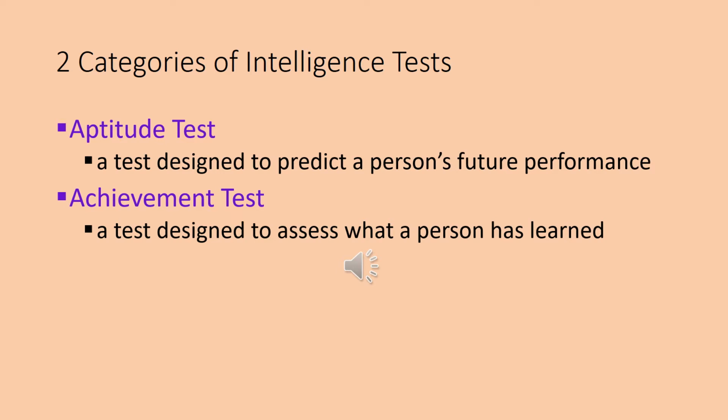An achievement test, on the other hand, is designed to assess what you've already learned. So this might be a chapter test or unit test that you take in a class, or an AP exam. It's assessing what you've learned in that class.